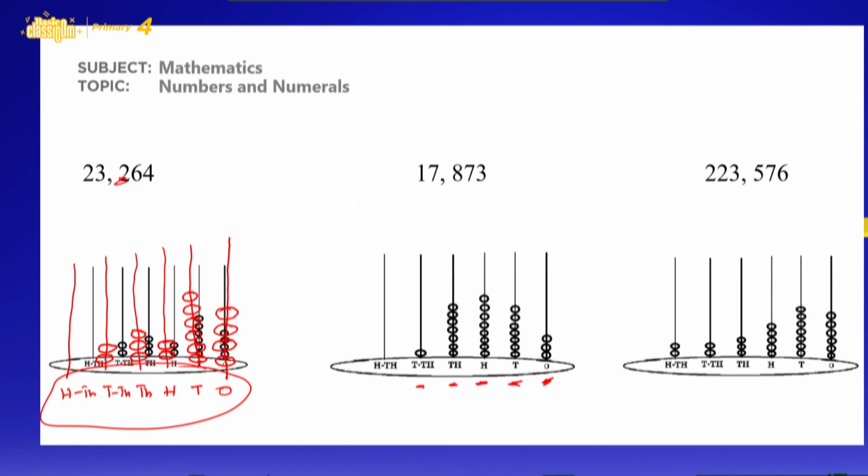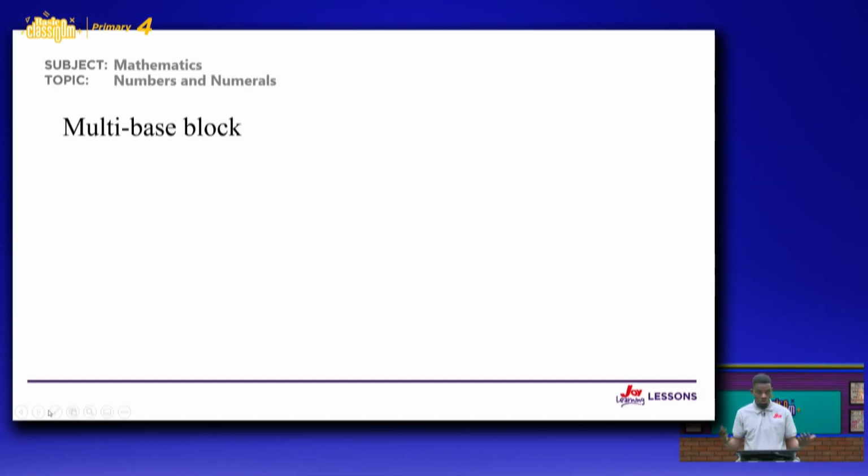Good. So apart from using the abacus, we can also use what we call the multi-base block. We are going to use the multi-base block also to represent numbers. The multi-base block is a manipulative material or instrument which is used to represent numbers. It can also be used to add numbers and subtract numbers as well. Now, let's look at how it looks.